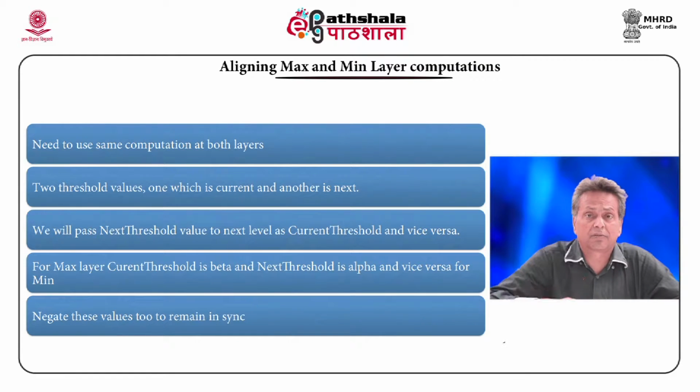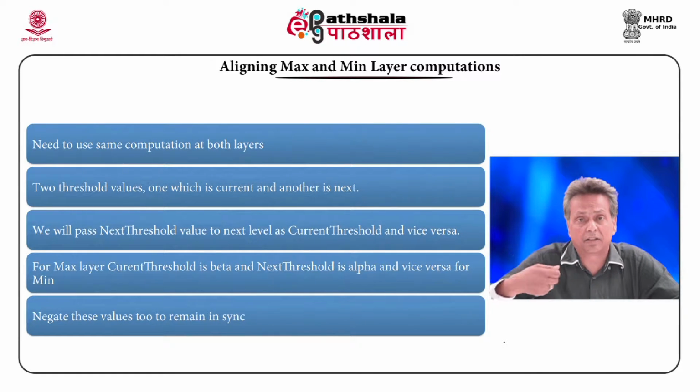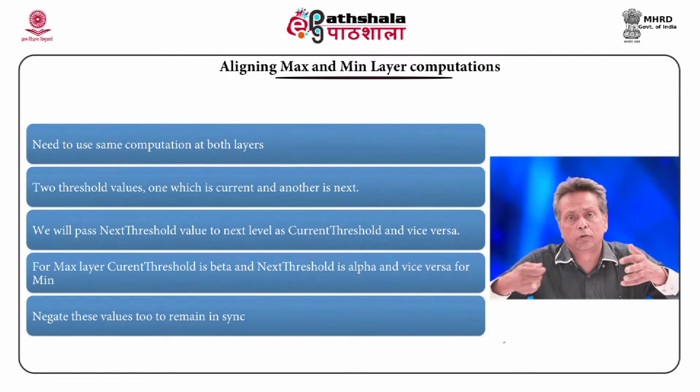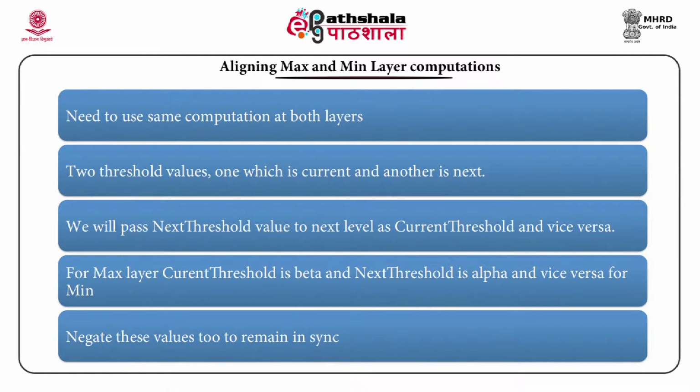Alpha and beta cutoffs are basically the same thing applied at different layers, and if you negate, alpha and beta are the same cutoff. Alpha is choosing the lesser value, beta is talking about the higher value, but if you negate that, you are only talking about the maximum. You are not talking about anything else.